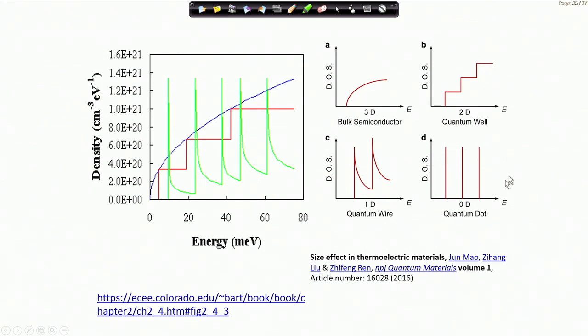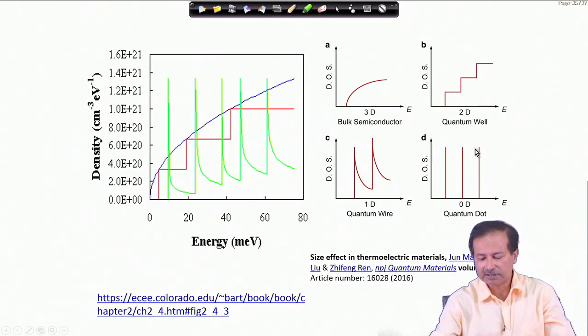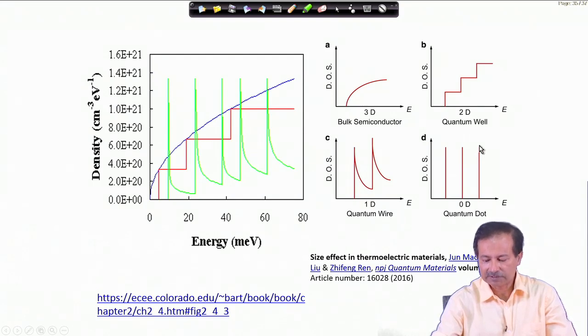So, that is reflected in many of the properties. This is a quantum dot, basically a 0-dimensional object. Here, of course, there are only energy levels, and these energy levels are represented by a delta-function kind of line, just a single line at a particular energy. So, that is the density of states for a 0-dimensional object, which is a quantum dot.